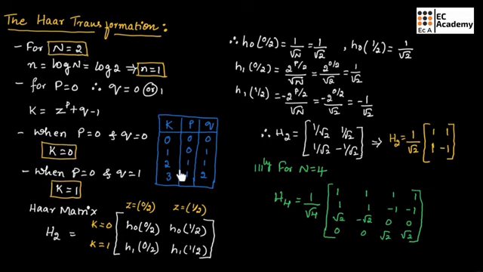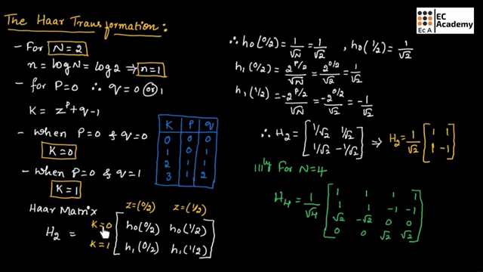Here this table shows the different values of k for various combinations of p and q. If p is equal to 0 and q is equal to 0, k value will be equal to 0. If p is equal to 0 and q is equal to 1, k will be equal to 1. If p is equal to 1 and q is equal to 1, k value will be equal to 2. If p is equal to 1 and q is equal to 2, then k value will be equal to 3. Likewise, we can find different values of k.